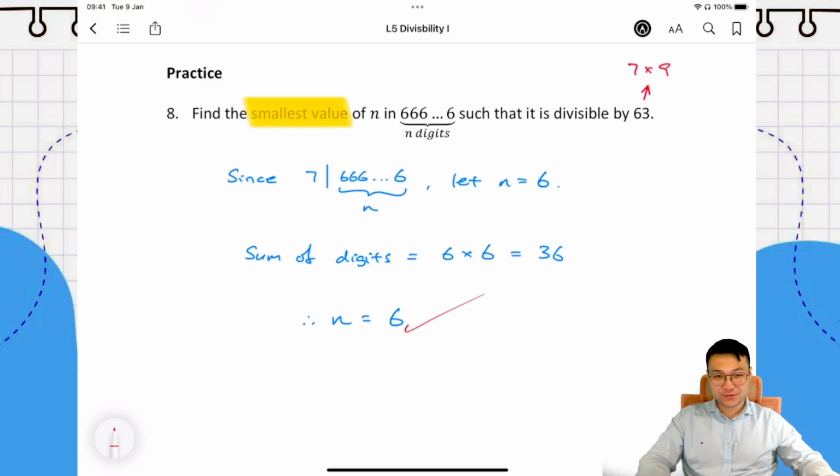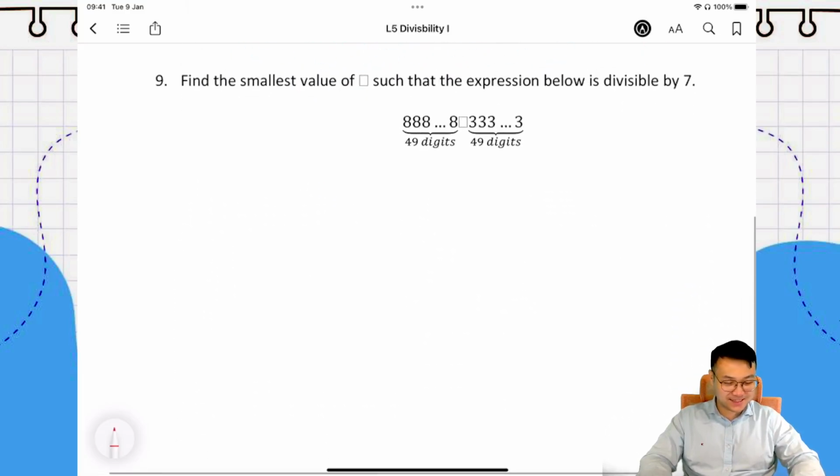Can n be 0? Yeah, actually, if you think about it, the question definitely does not want you to give the answer 0. But if you do give the answer 0, nobody can say that you're wrong. 0 can be divided by anything. It can be divided by 7. It can be divided by 9. Very good, Jacobs. Very sharp. But of course, the essence of the question is trying to ask you for the answer 6, not 0, okay?